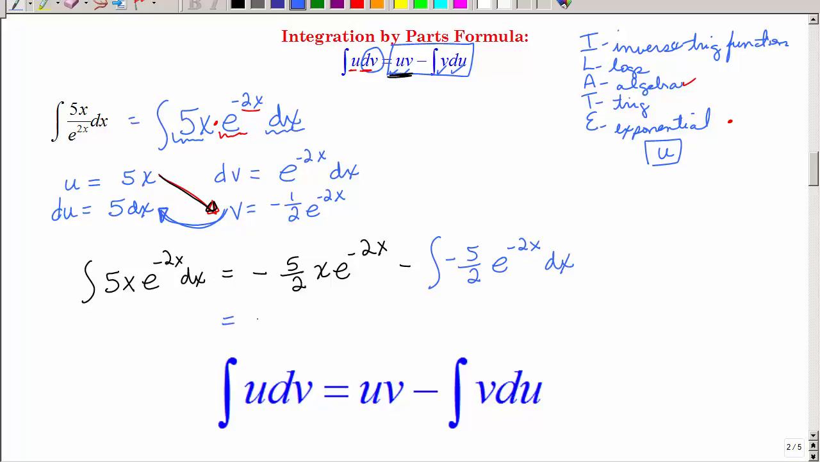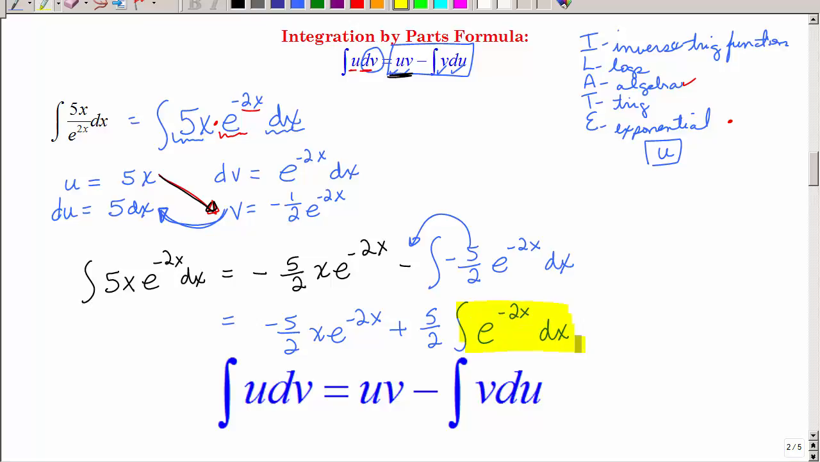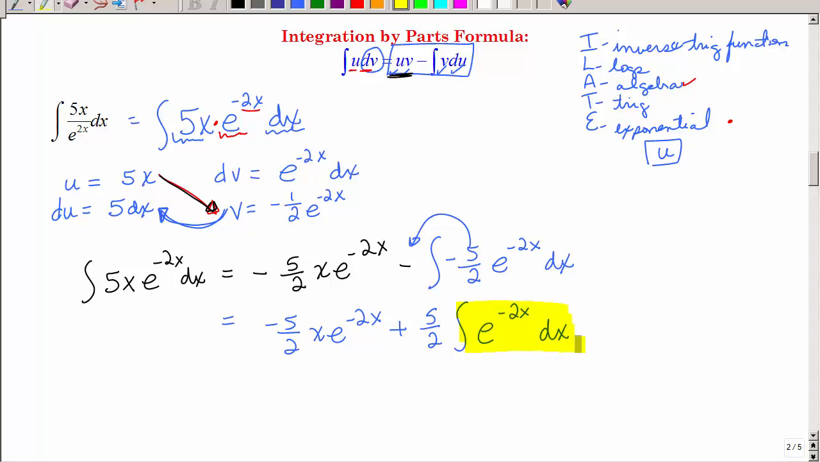So just to kind of clean that up, I'm going to take my constant outside. So I'm going to put this as positive 5/2 times the integral of e to the negative 2x. And this is where you hope that this integration by parts has helped you. In that, did we end up with an integral that you know how to integrate? Well, sure, because if you look, we already did it once. So we're just going to do it again.